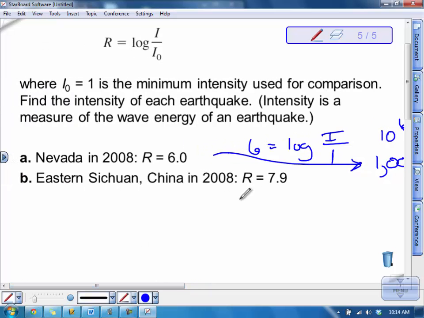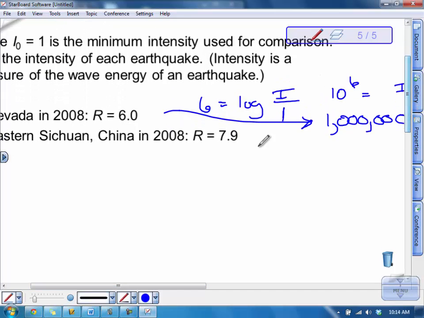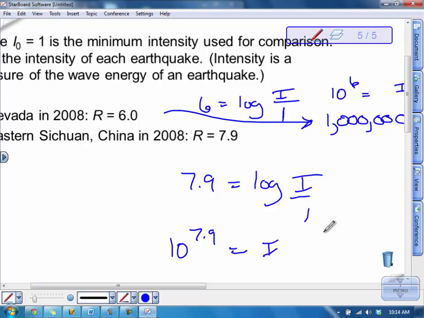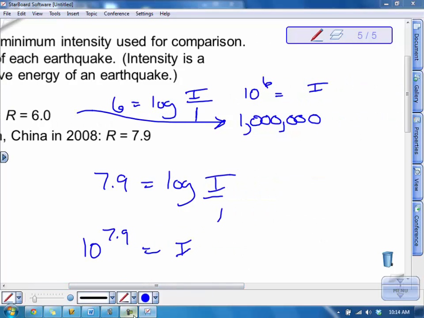Let's look at the one in China in 2008. It was an earthquake of almost 8 on the Richter scale. So 7.9 equals log of I over 1. Now if I change it to exponential form, I have base to the exponent equals the argument. So it'd be 10 to the 7.9, which, looking at that strength, would be about 79,432,823. So you can see that this one's almost 80 million times stronger, the one in China.